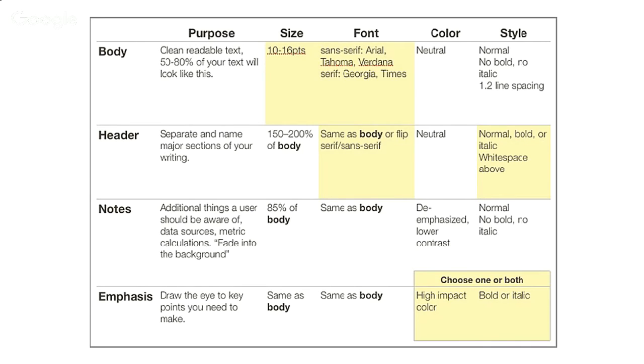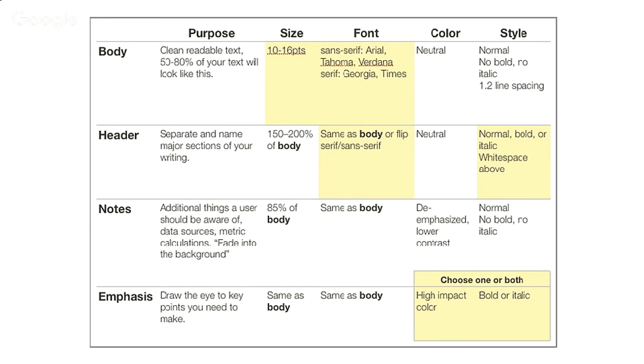And I don't know if anyone's seen this before, but this is quite a famous framework. It's Juice's font framework. So we're going to talk about how to size different types of text, so body text, header text, notes, and how to create emphasis as well. So body text, according to this framework, should always be between 10 and 16 points. And what's really interesting is that Tableau's default is 8. So I actually tend to make my font 2 points bigger whenever I create dashboards.